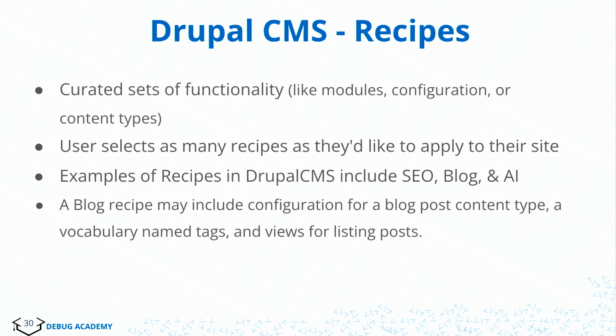And then also there's recipes. So recipes are curated sets of functionality. So it could be configuration, or it could include content as well. But it's supposed to help you be a faster site builder. It gives you a head start because for example, there may be a blog recipe, and if you enable it, it'll give you the blog content type, a vocabulary named tags for organizing your blog posts, and a view for listing your posts.